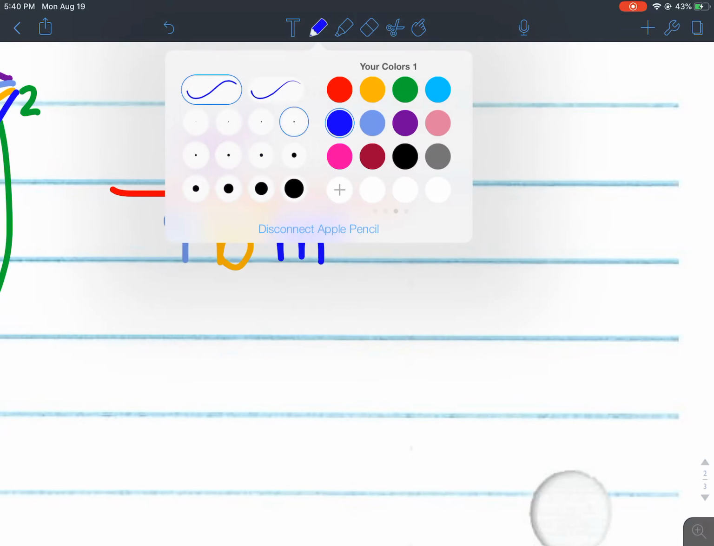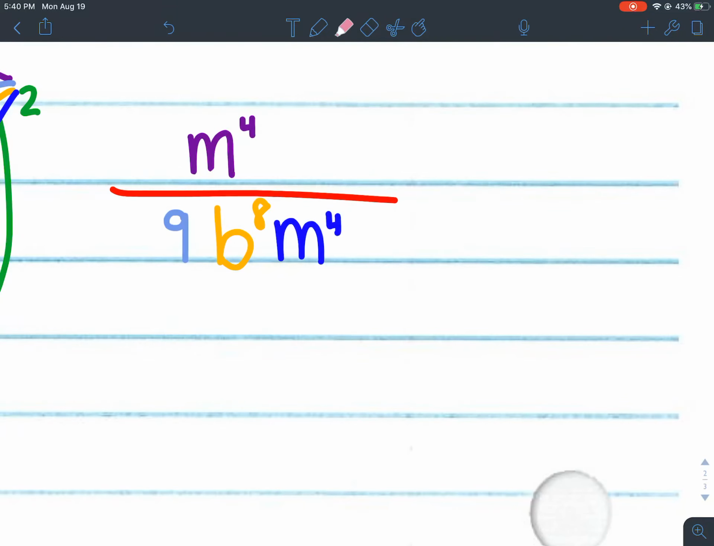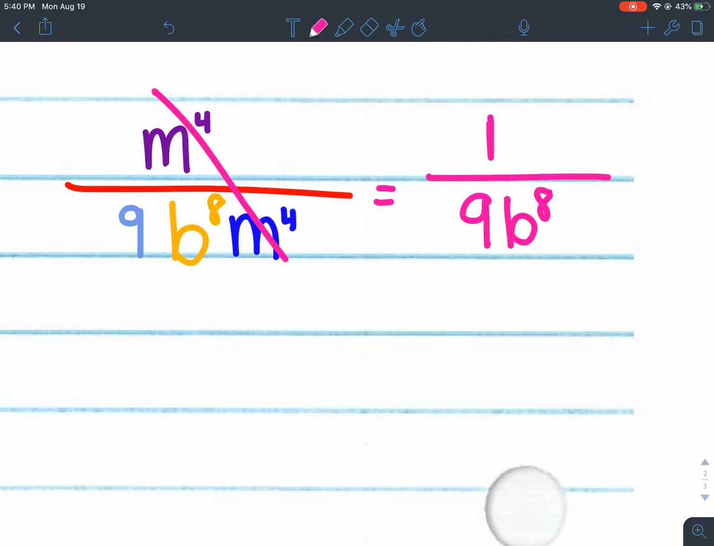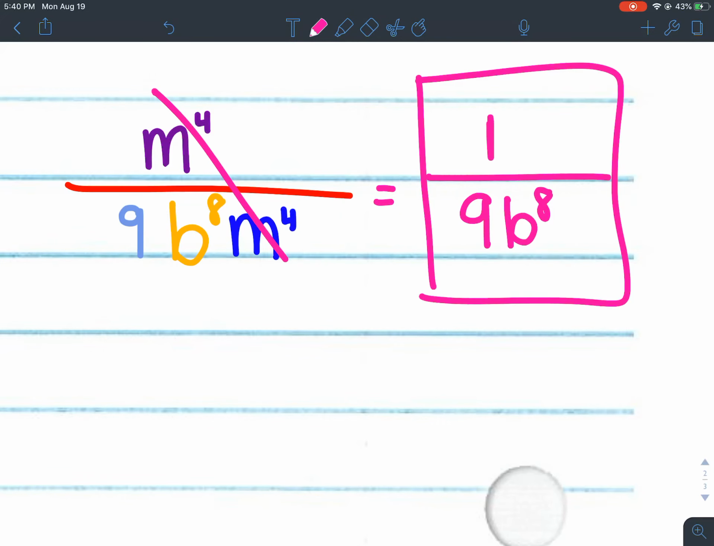Okay, we're almost done. We see that we have some like terms here. So I have this one and this one. These are like, so I'm going to simplify those. So m to the 4th divided by m to the 4th is what? 1. So that actually just cancels, and we just have a 1 up there. And then we have 9b to the 8th, because those can't be simplified any further.